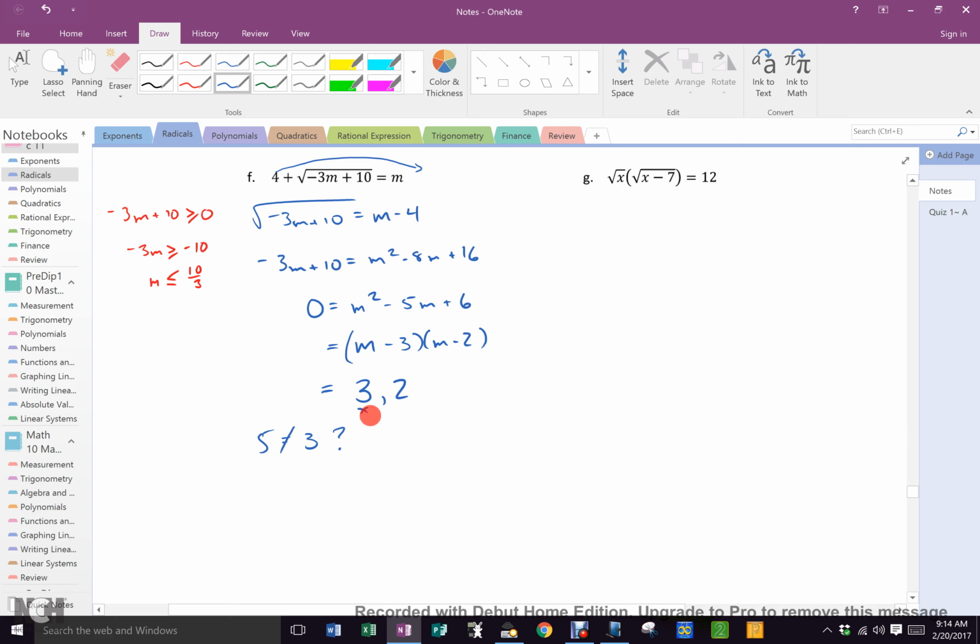No. So 3 doesn't work. Let's check 2. What's 3 times negative 2? Negative 6. What's negative 6 plus 10? Positive 4. What's the square root of 4? 2. Is 4 plus 2 6? Does 6 equal 2? No. So what's the answer? There isn't one. There is no answer. Can we check every number just to make sure? Okay?